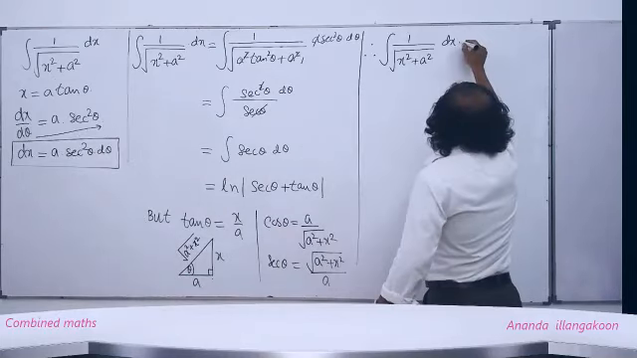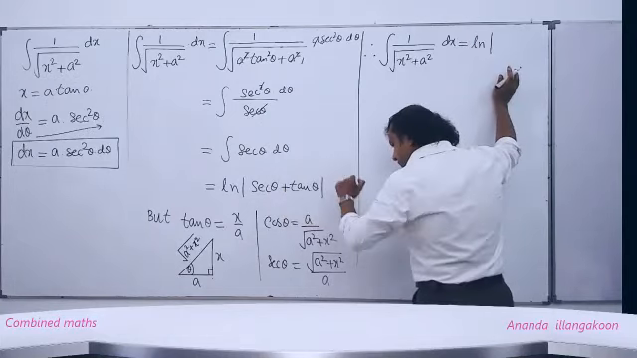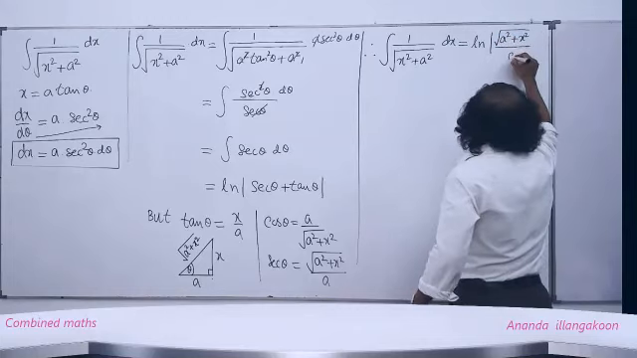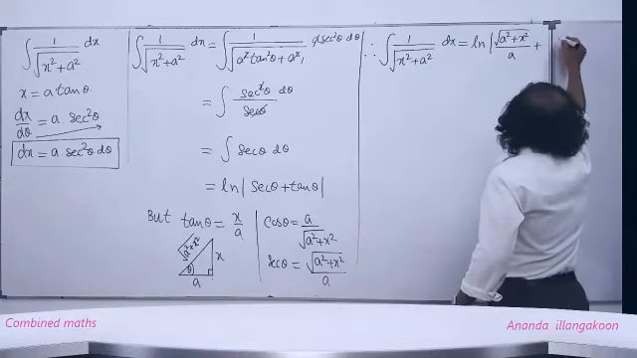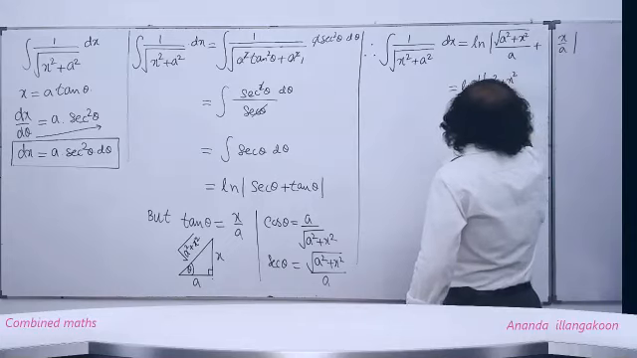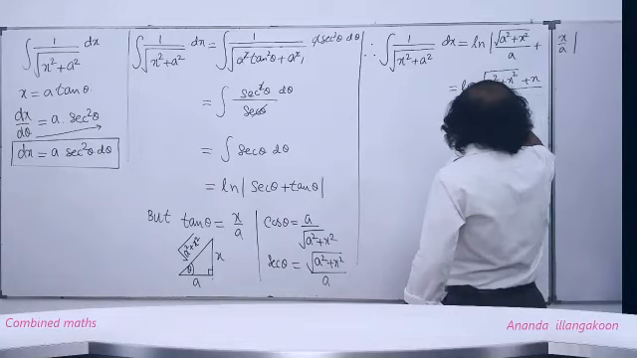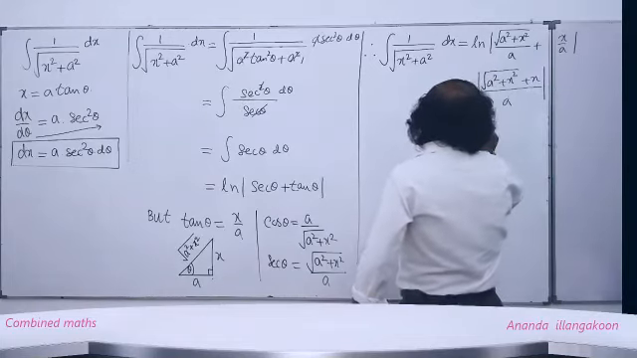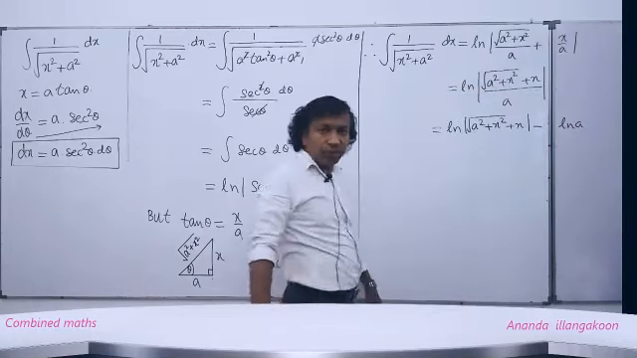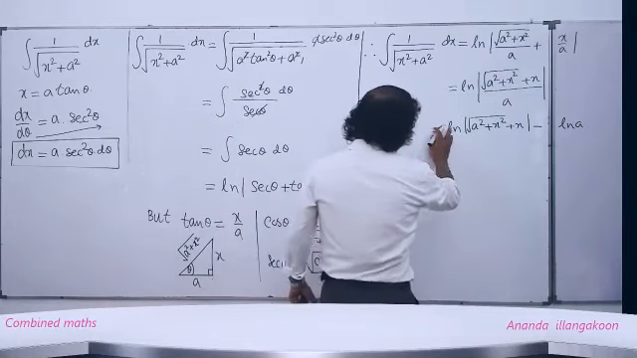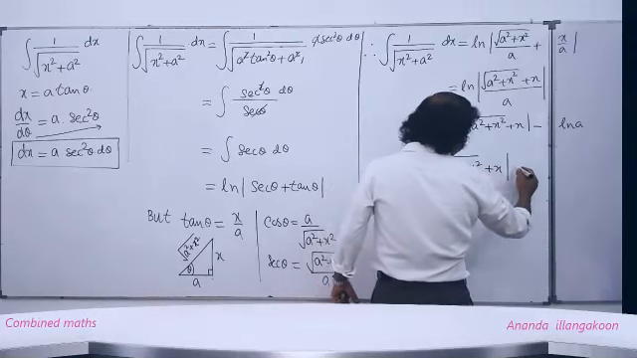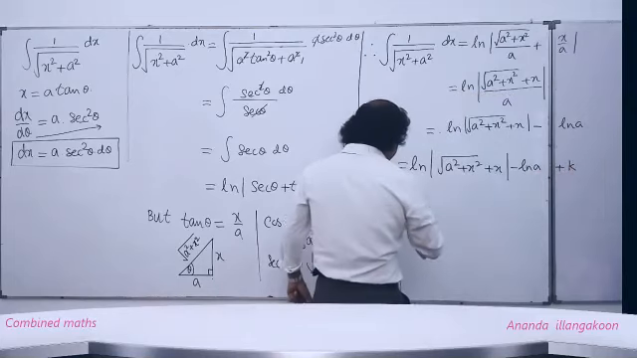Ln modulus sec theta is this, divided by a, plus tan theta, x upon a. As before, people, we can write this one this way, divided by a. This one you can write as a difference, no? Minus ln a. And now we have to add another constant, no? That constant is any constant, right? So once we add that, plus k, k is any constant.